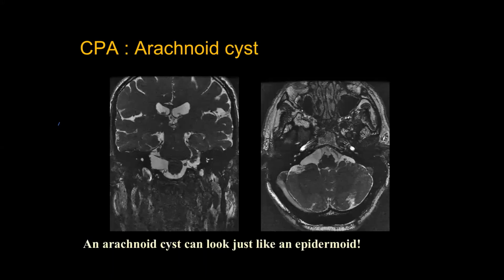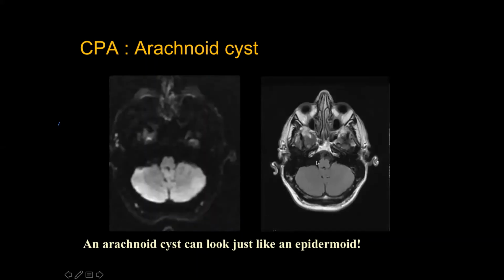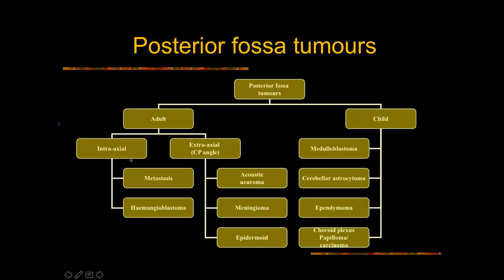Now, CP angle cystic lesion, the second commonest will be an arachnoid cyst. They look just like an epidermoid, except that diffusion is free diffusion. Diffusion trace is completely black, and on FLAIR it's also black because it's pure fluid. That's arachnoid cyst. That's how you differentiate. Use diffusion weighted imaging.